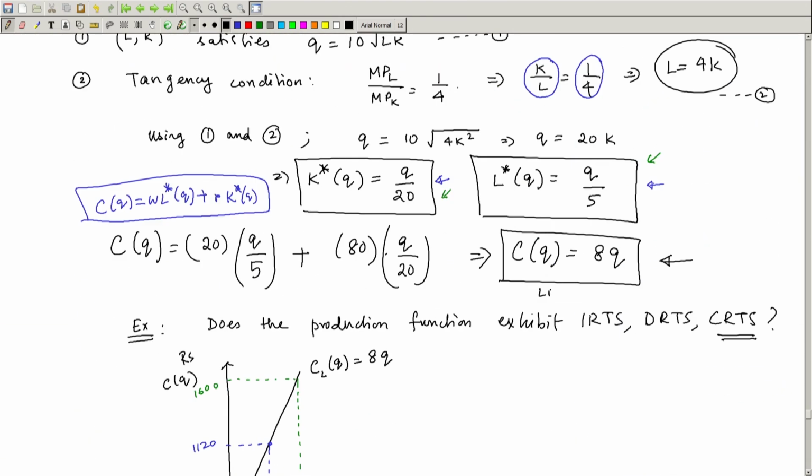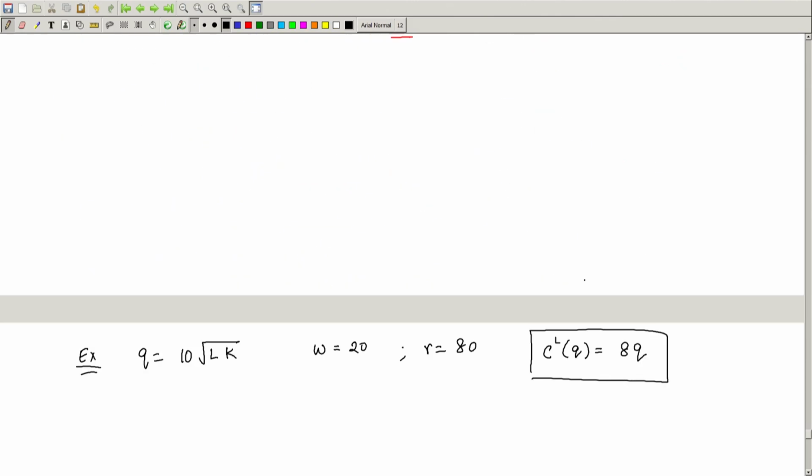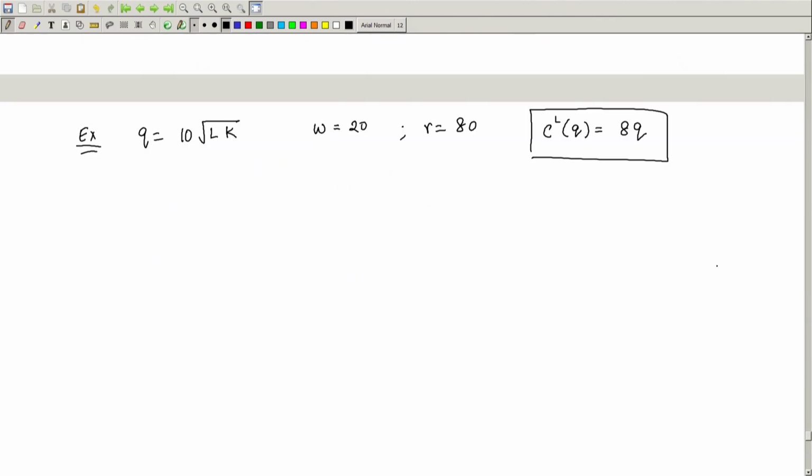So this is the long run cost function, wherein I could choose both the amount of labor and the amount of capital. Now, I want to repeat this exercise for the short run. So I want to find the short run cost function when K bar is equal to 5 units.